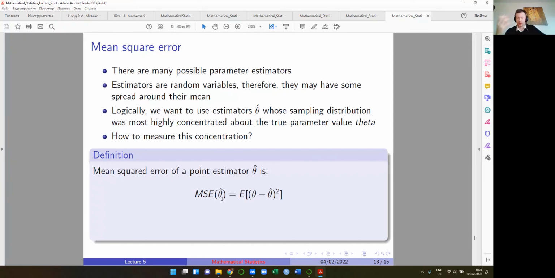So the concept is the following. I want to find the expectation of the deviation of my estimator theta hat from theta, the population parameter, squared. It looks to some extent similar to variance, but it's not actually.